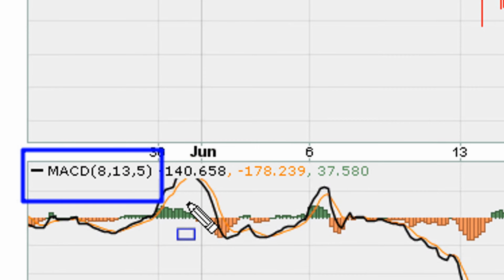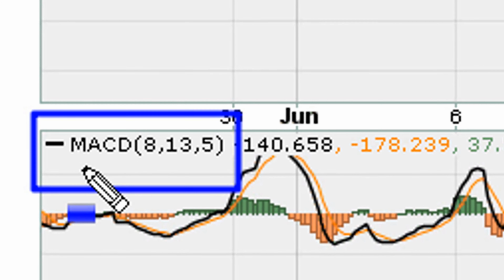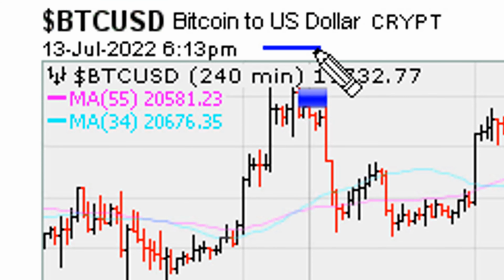time frames. In this example, I'm going to be using these MACD settings. There's going to be a video link in the description of this video explaining how I arrive at these numbers. In this example also, we're taking a look at Bitcoin on the 4-hourly.